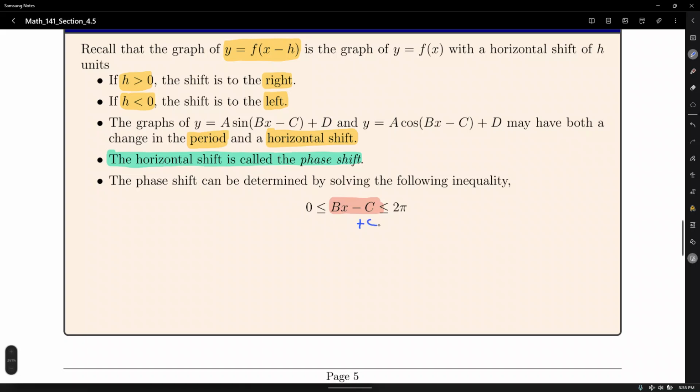All right, so add c to the three sides of the inequality, and then that's going to leave us with c less than or equal to bx less than or equal to 2 pi plus c, and then divide the three sides of the inequality by b. That's going to leave us with c over b less than or equal to x less than or equal to 2 pi plus c divided by b. And of course, this is not an inequality that I encourage you to memorize. So actually, we're going to set up an inequality for every given example, for every given case.